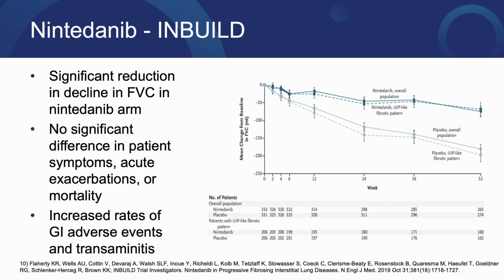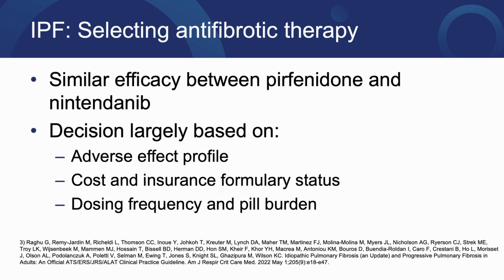There was no difference in patient symptoms or acute exacerbations or mortality. And then there were increased rates of GI side effects and transaminase elevations. So this is where we start watching LFTs, which a lot of times you guys are looking at with some of their therapies anyway. And then there was some similar efficacy between the pirfenidone and the nintedanib group as well.